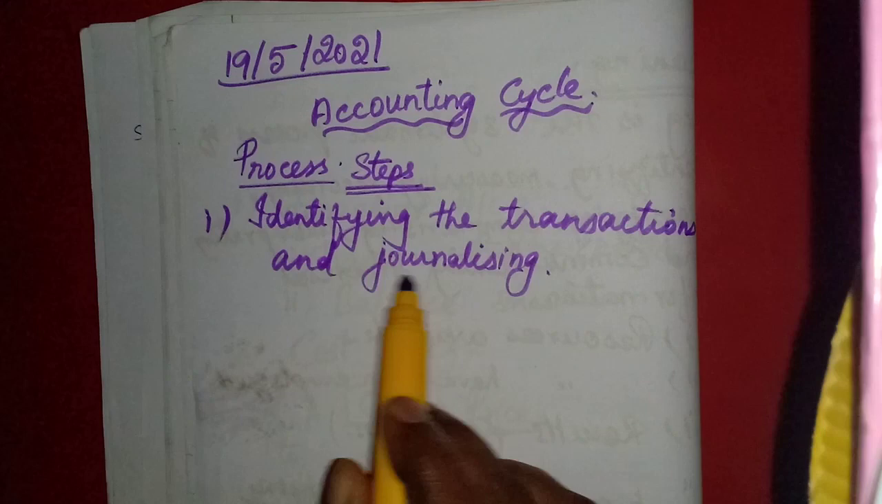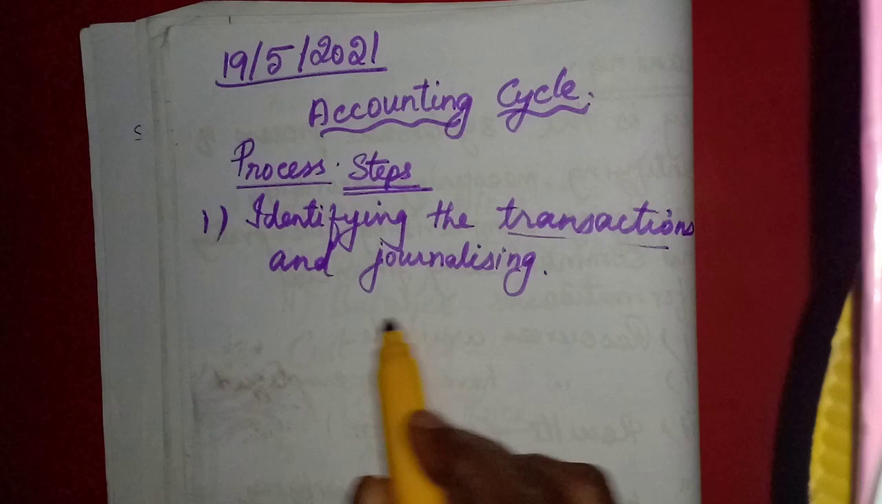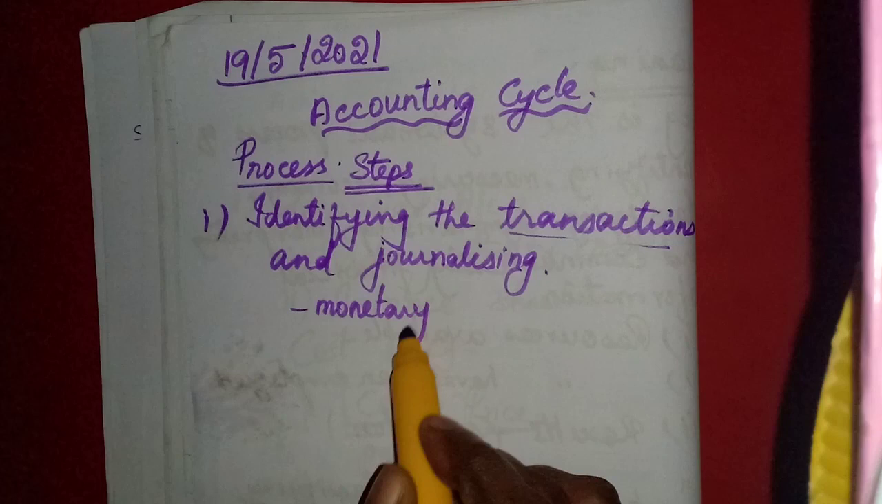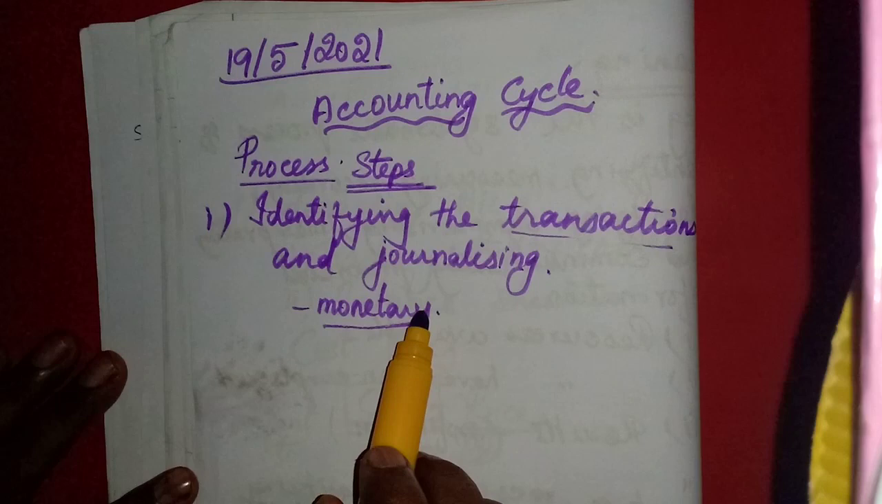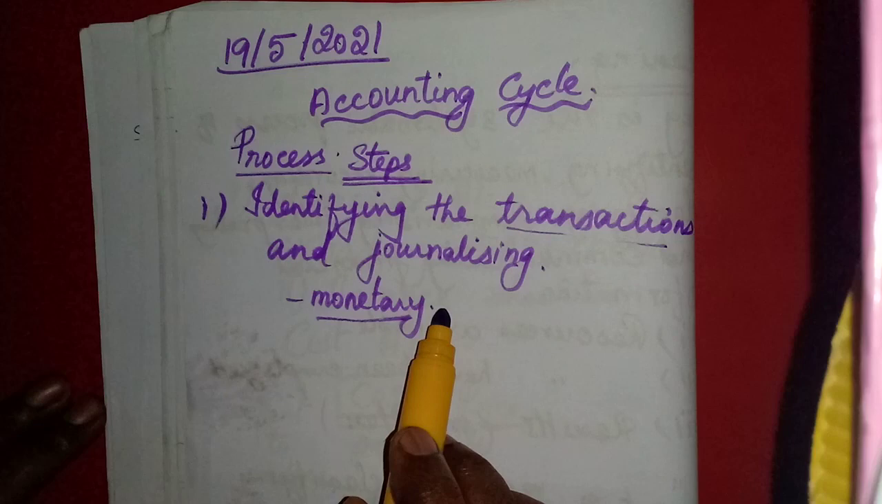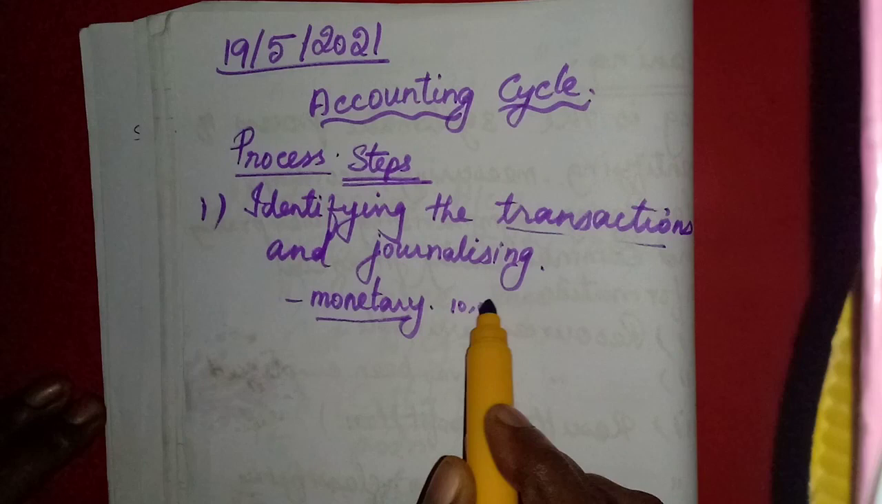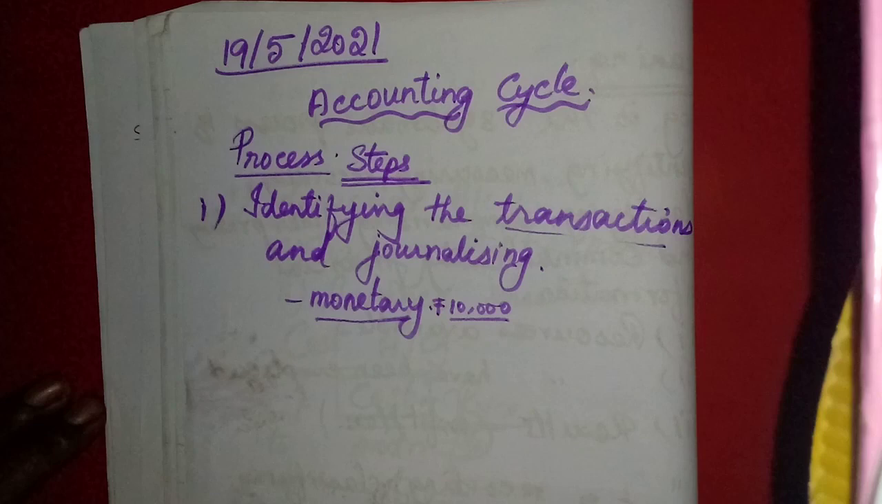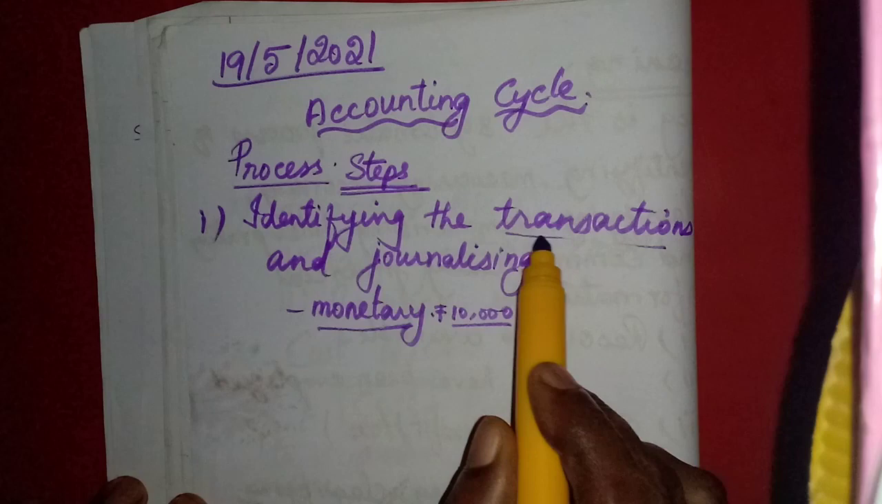I have told you many transactions will take place, all the monetary transactions. Transactions that can be measured in terms of money, that is called monetary transaction. So, they will calculate the amount of each transaction. For example, how much we have purchased on credit or on cash. We will write cash purchases rupees 10,000. If it is measured in terms of money only, we can record them in the books of accounts. So they will first identify all the transactions.